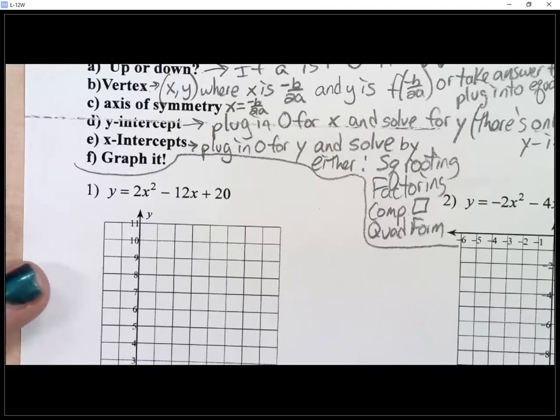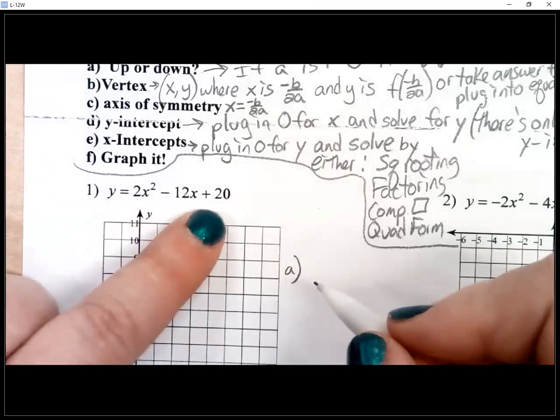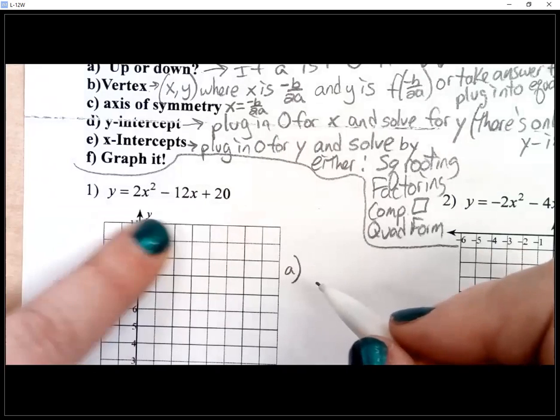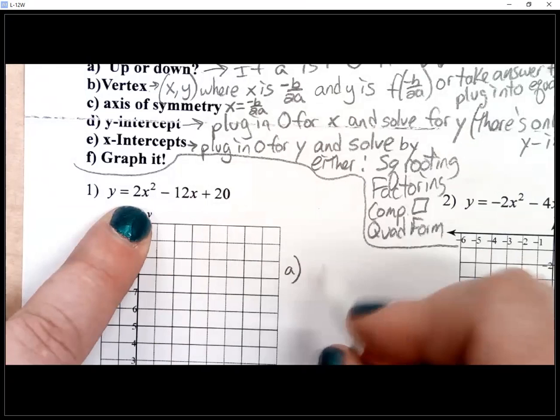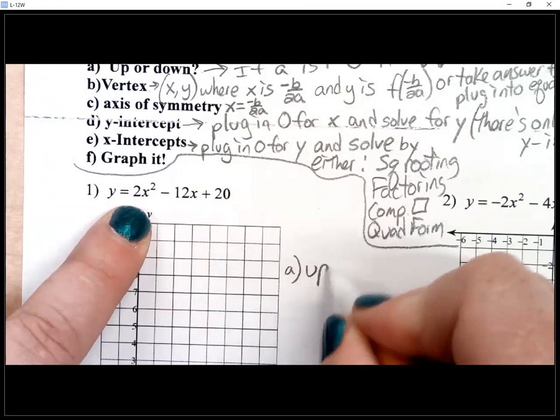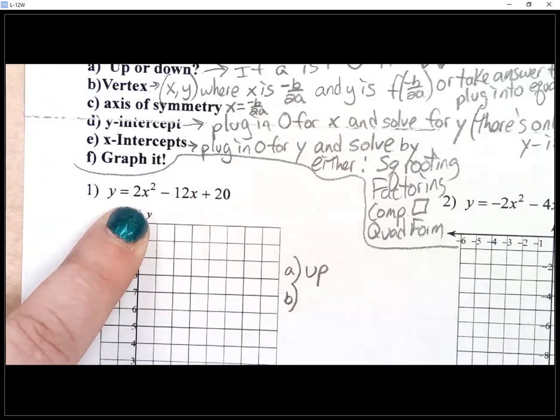So letter A, I'm supposed to tell if this thing is up or down. It's up, right? Because A is positive. So this thing is going to be up. So when I make my graph, I better make sure that it really is facing upwards. Okay, cool.